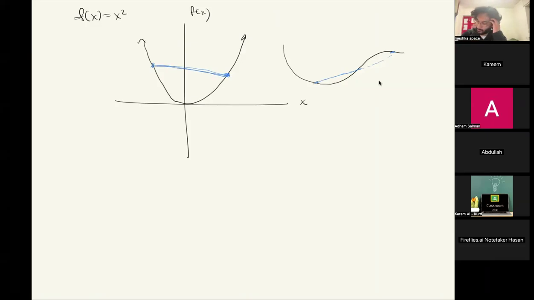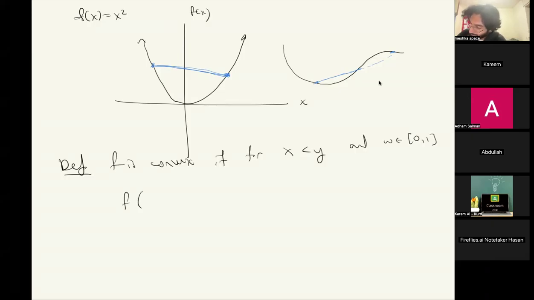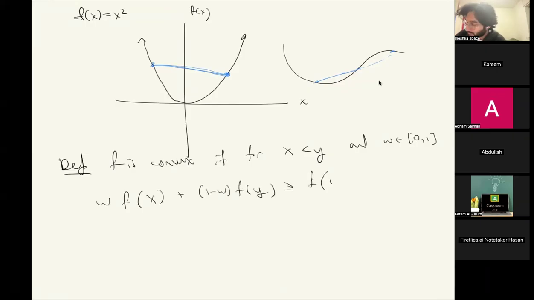So I can say it algebraically. Maybe you can call it a definition. f is convex if we take x less than y, and we take w between 0 and 1, then w times f of x plus 1 minus w times f of y is greater than or equal to f of wx plus 1 minus wy.